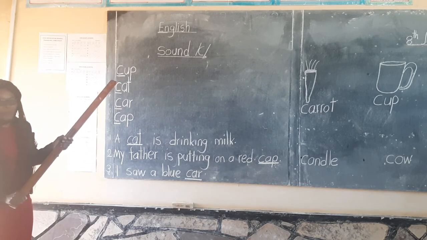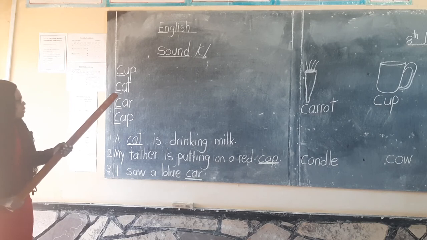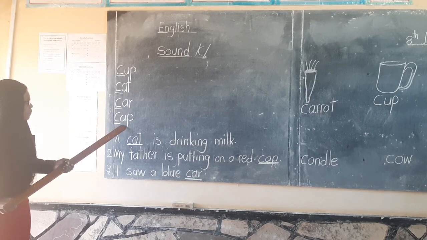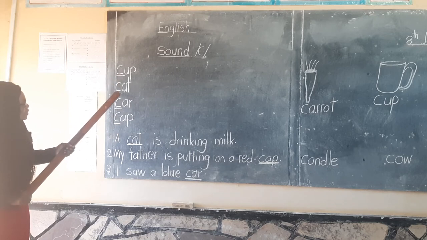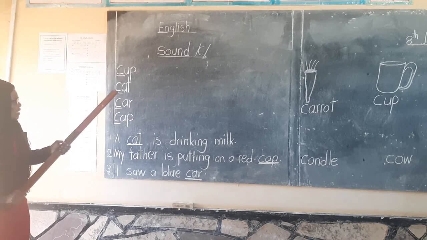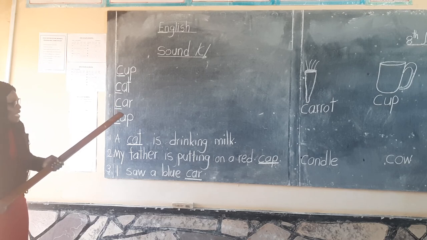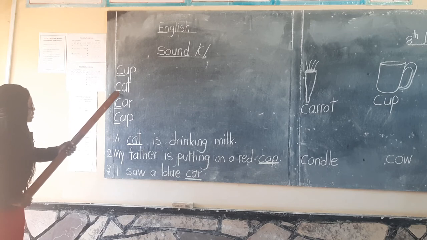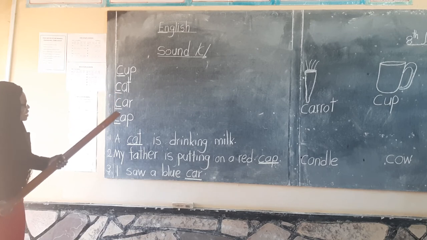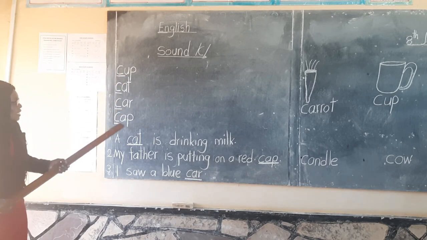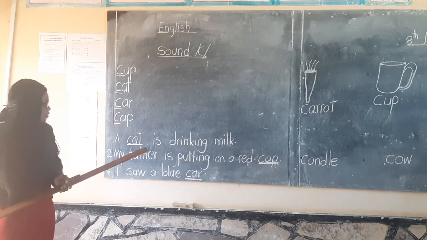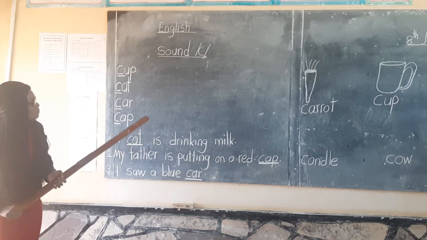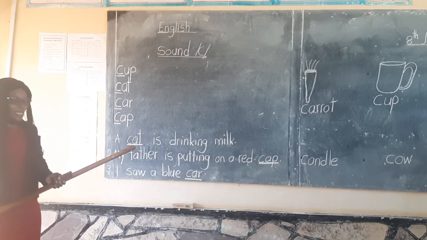Can you read after me? Cup. Cup. I've underlined the beginning letters. What are these letters? Letter C. There's letter C here, letter C here, letter C here, and letter C here for these words that we have made. We also learned how to make sentences using the words that have the beginning letter sound.